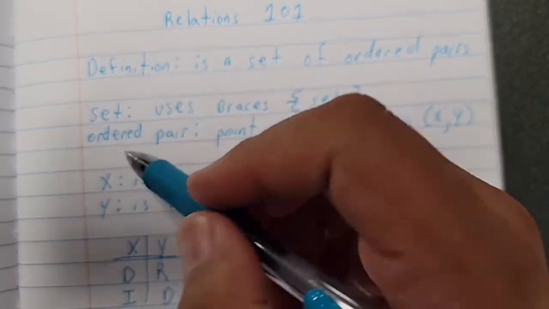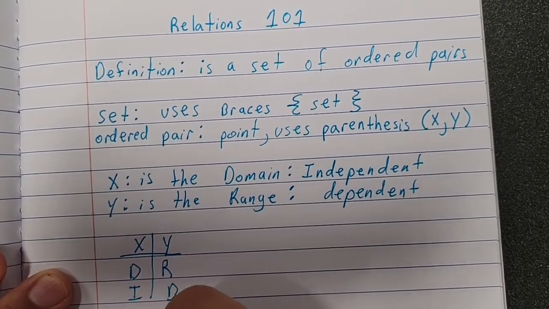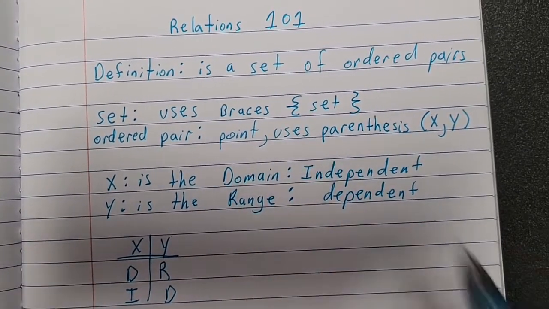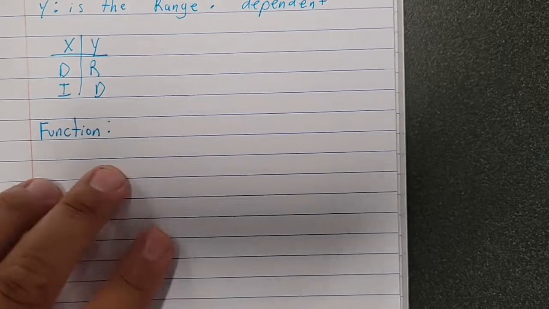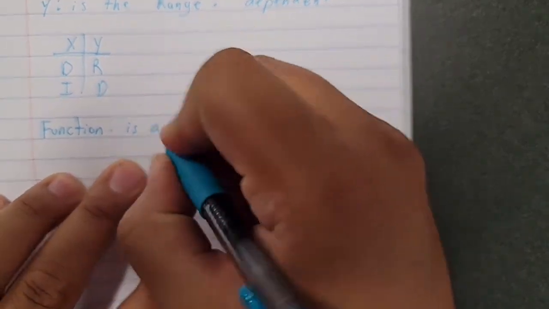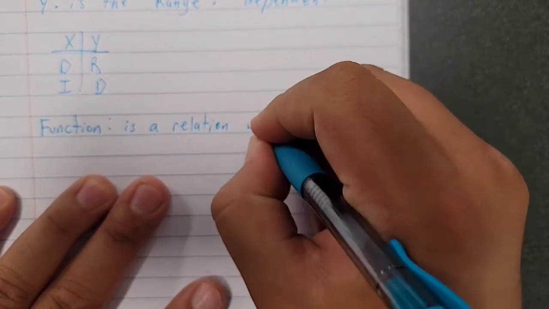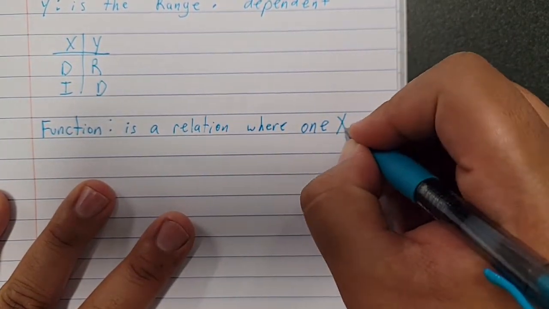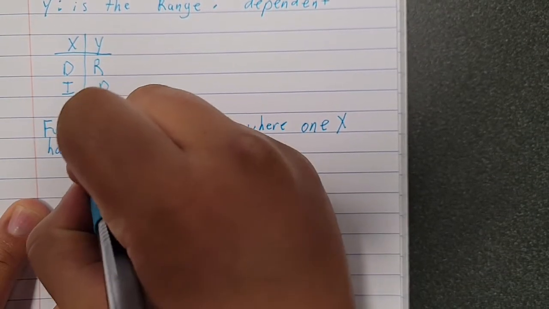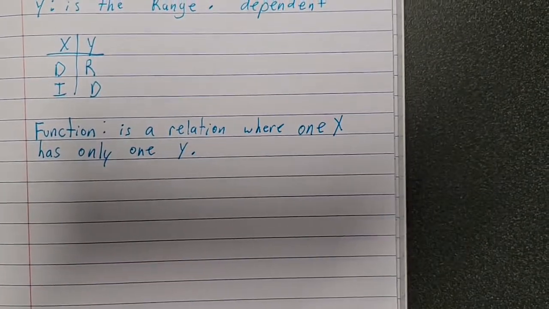Now, what we're going to do is try to find out a function. Oops, let me go ahead and fix this. All right, function. So a function is a relation where one x has only one y. All right, and I'll explain that later.